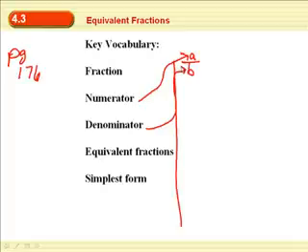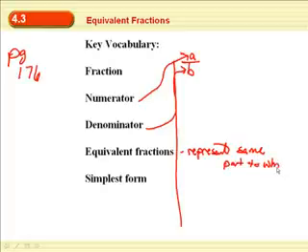So equivalent fractions are fractions that represent the same part to whole relationship. And that is, the top number is the number of parts. The numerator tells you the number of parts. The denominator is the whole.